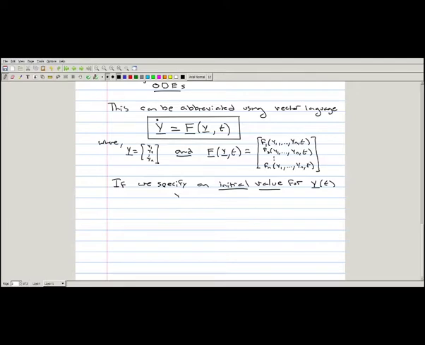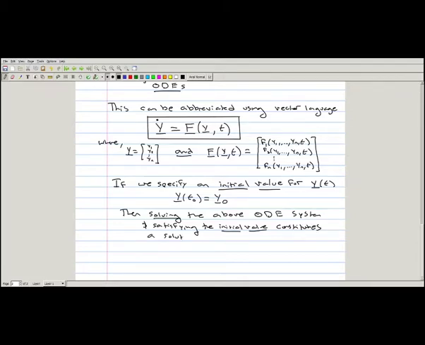This is of the form y of t naught is equal to y naught. Then solving the above ODE system, and satisfying the initial value, constitutes the solution of the initial value problem. An IVP.